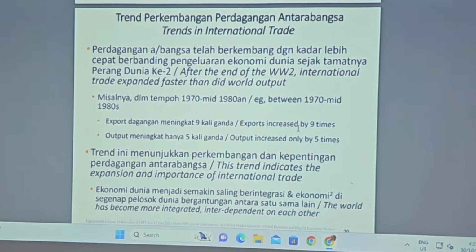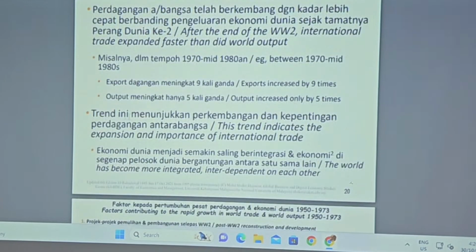So trade outpaced output by a bigger amount: trade increased 9 times, while the world economy's output increased by only 5 times. Why? We're going to learn below. This trend indicated the growing importance of international trade.